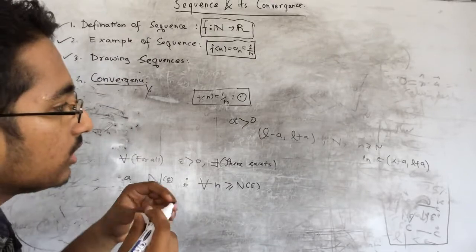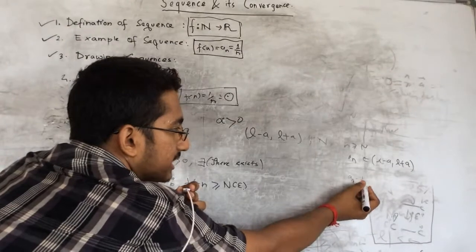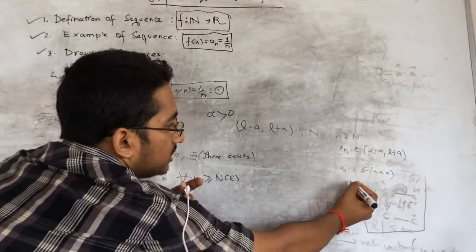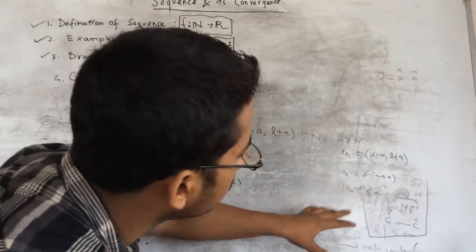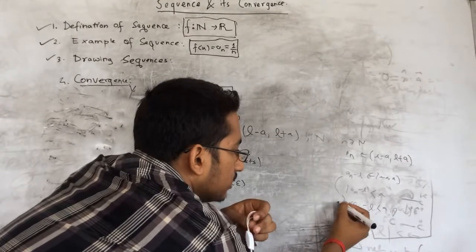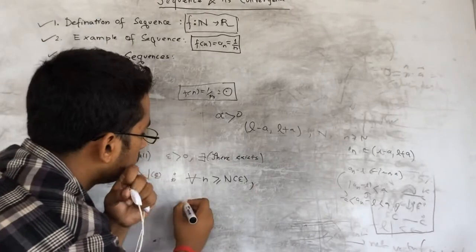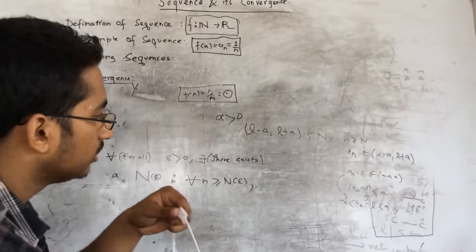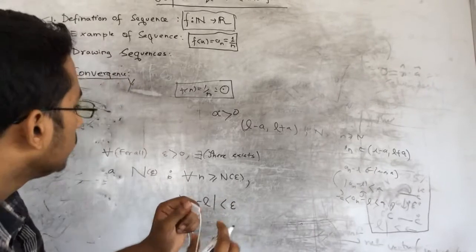the distance between a n and l is small. It means that a n minus l belongs to the interval minus a to a, so the modulus of a n minus l is less than a. If it lies between minus a and a, it is less than a and greater than minus a, so taking the modulus gives this. It's the same thing. The distance is getting smaller and smaller, less than epsilon. This is the whole thing.